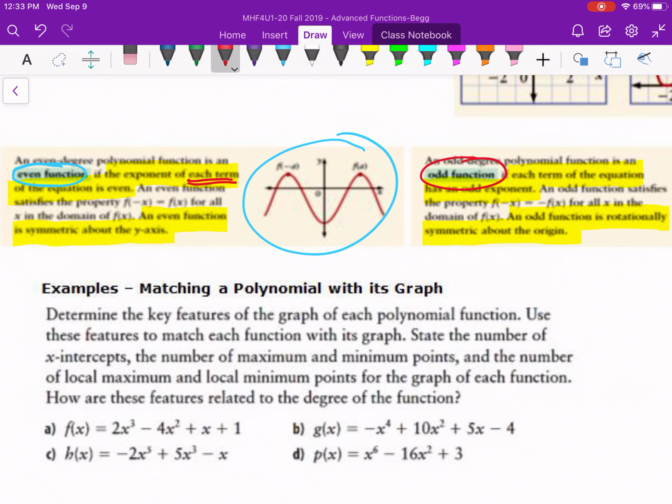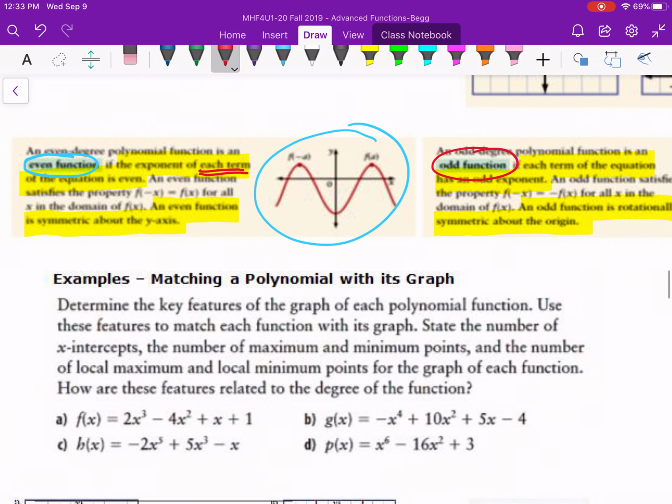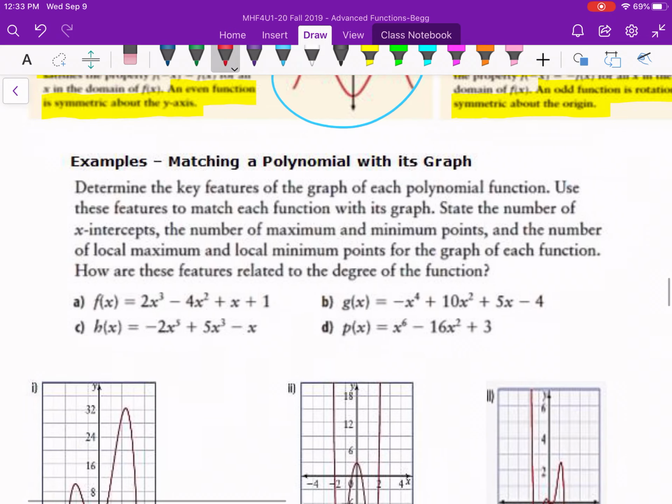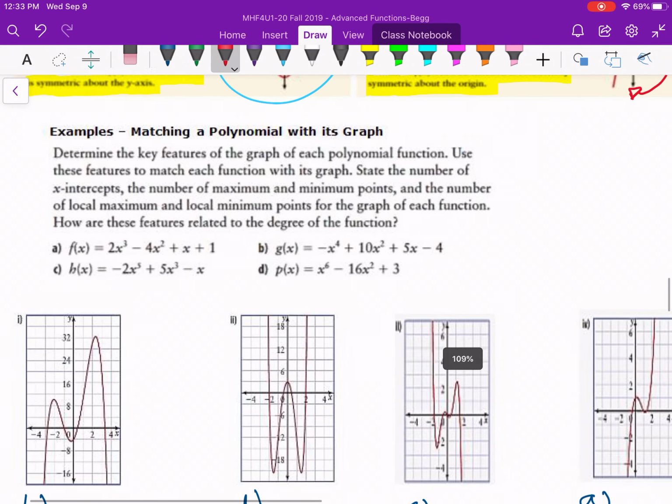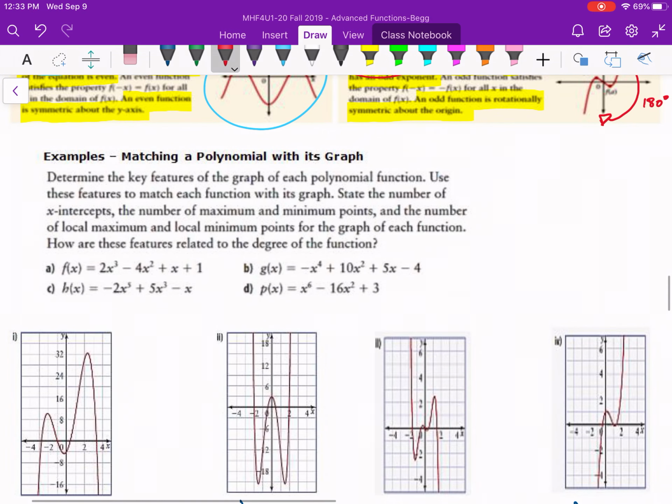So example: determine the key features of the graph of each polynomial function. Use these features to match each function with its graph. State the number of x-intercepts, etc. All right, so here are a bunch of equations, and I've already got the answers filled in, so I don't want to show those. I want to match the equations with the graphs.